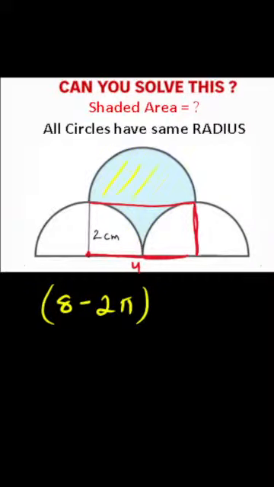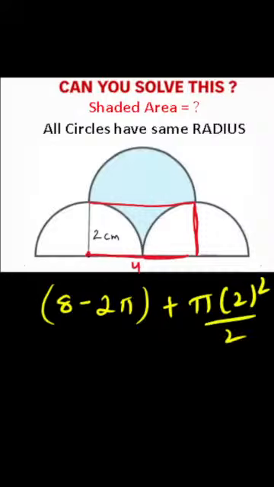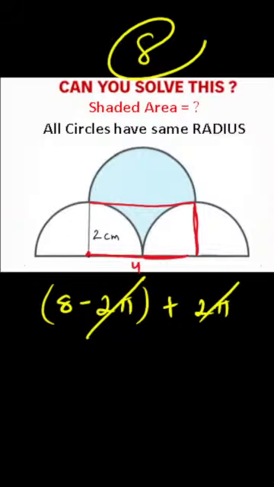Now if I talk about this semicircle, for this I can write pi r square by 2. What is the radius? Radius is 2, because they have mentioned that all circles have the same radius. So it's going to be pi 2 square by 2, which is also going to give you 2 pi. So we have 2 pi as positive, this one is negative, they will get cancelled, and your answer is going to be 8. Noel, you are right.